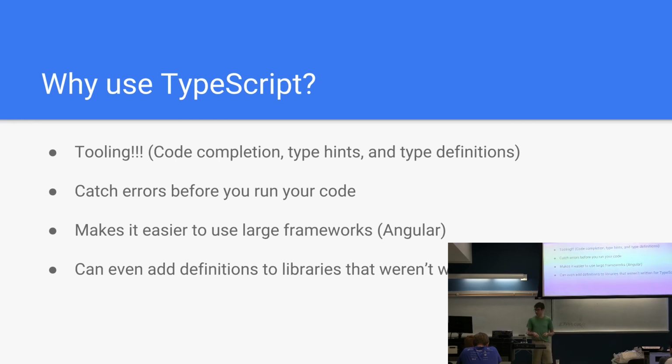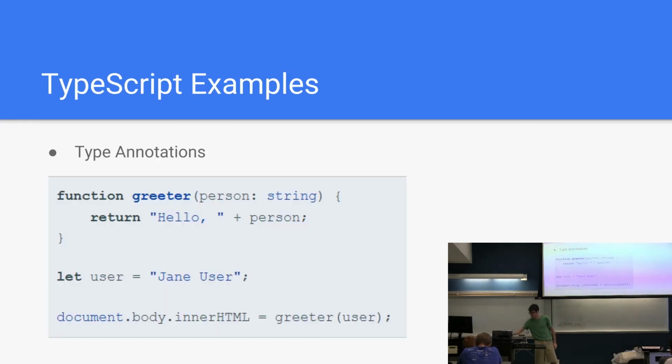Even if you are using a JavaScript library that isn't in TypeScript or didn't have a definitions file attached to it, you can still add type definitions to it. So you can use code completion and stuff like that and catch errors in those libraries. There's actually a GitHub repo and a website called Definitely Typed where people contribute type definition files for popular libraries. And even if the library isn't there, you can just create one yourself. It's pretty easy.